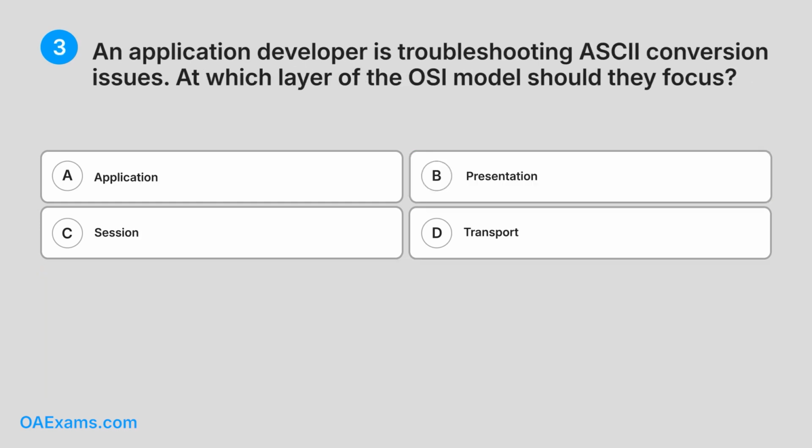3. An application developer is troubleshooting ASCII conversion issues. At which layer of the OSI model should they focus? A. Application. B. Presentation. C. Session. D. Transport. Can you guess the answer?